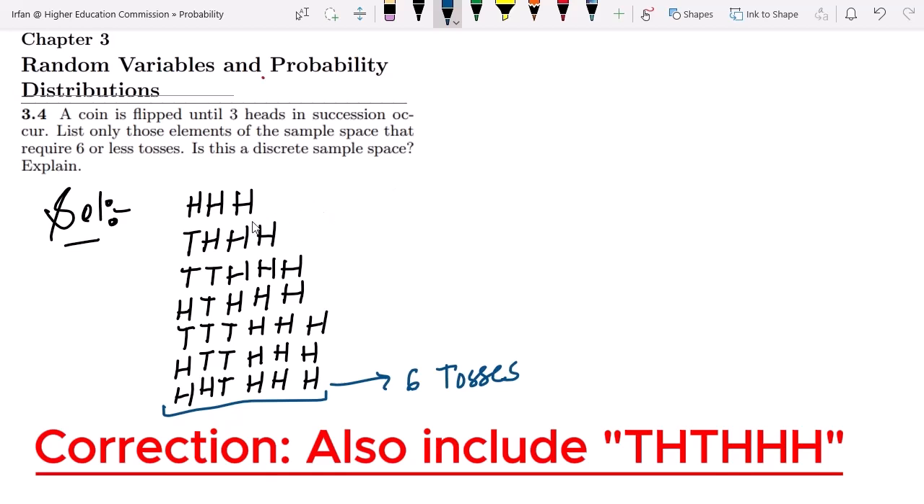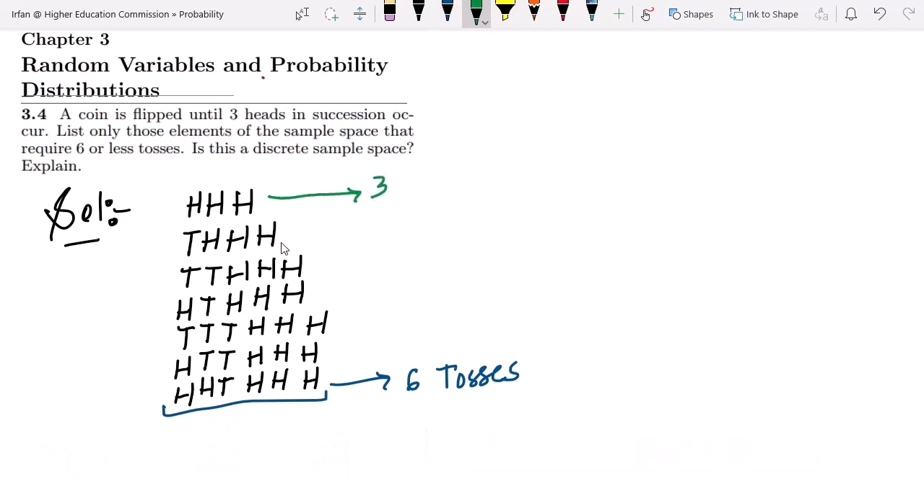We can see that these discrete elements can result in 3 tosses, here we have 4 tosses, here we have 5 tosses, similarly 6. So these are composed of discrete values, and we cannot represent anything here with numbers which consist of a decimal point or fractions. Therefore all the elements here are discrete in number.